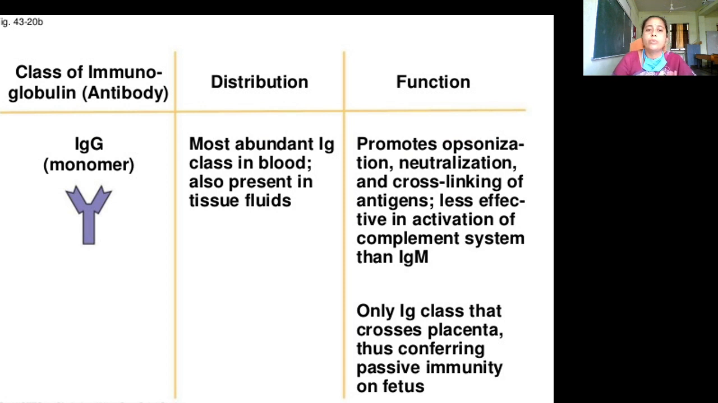Class of immunoglobulin IgG. Distribution, most abundant IgG class in blood, also present in tissue fluids. Function, promotes opsonization, neutralization and cross-linking of antigens, less effective in the activation of complement system than IgM. Only IgG class that crosses placenta, thus conferring passive immunity on fetus.